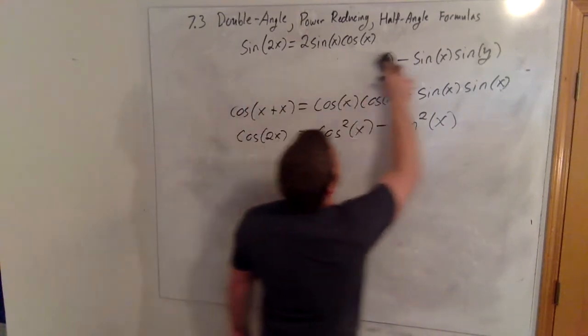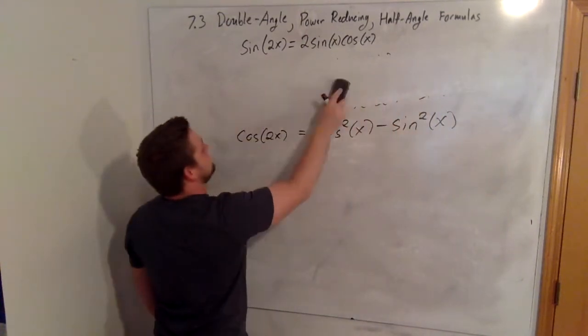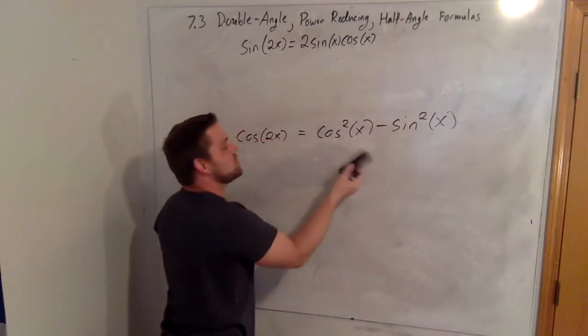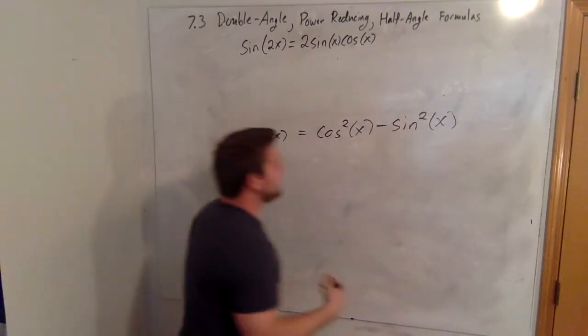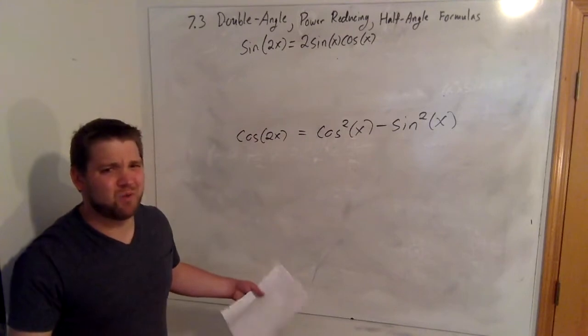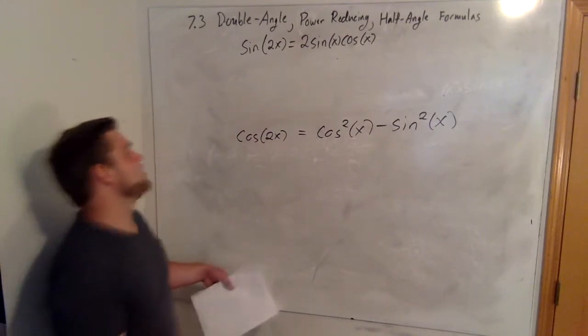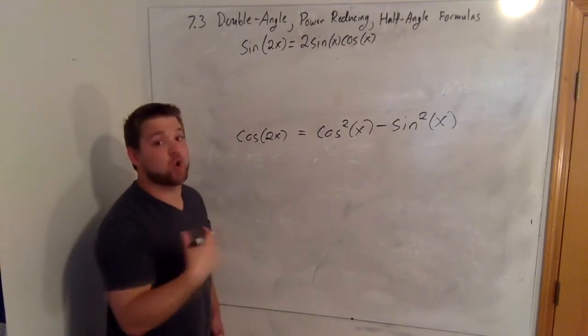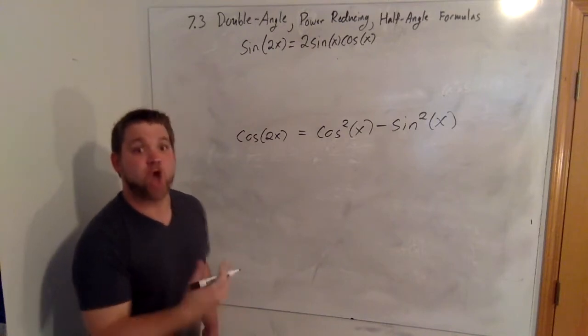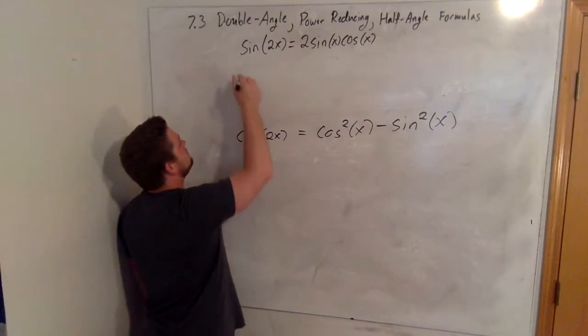Not only is cosine really showing its true colors here, but cosine is very selfish. Cosine doesn't just want one formula. Sine has one formula. Cosine says, well, I don't want just 2 formulas, I want 3 formulas. Come on, cosine.